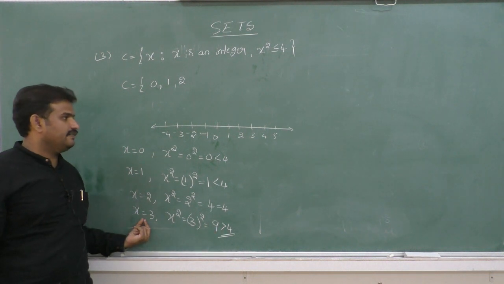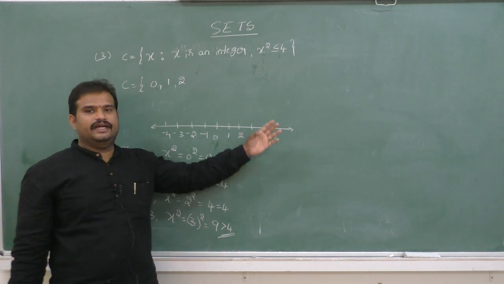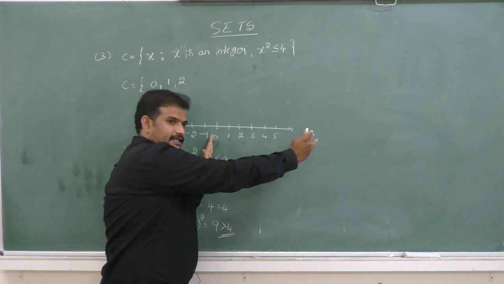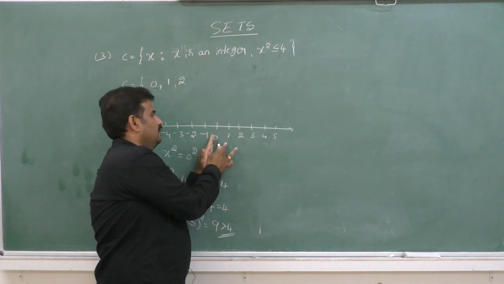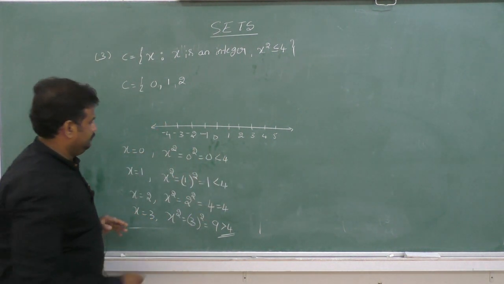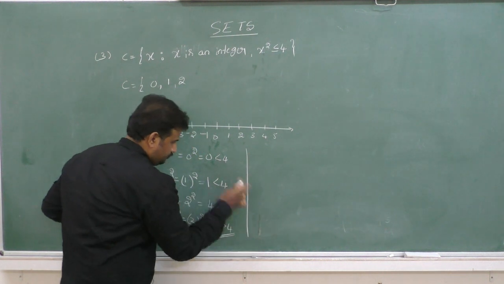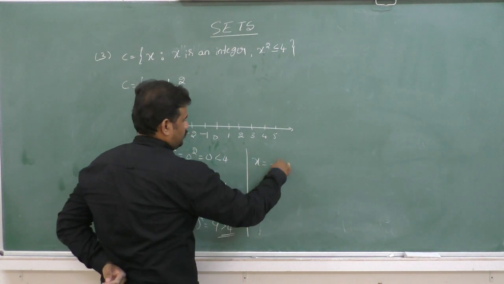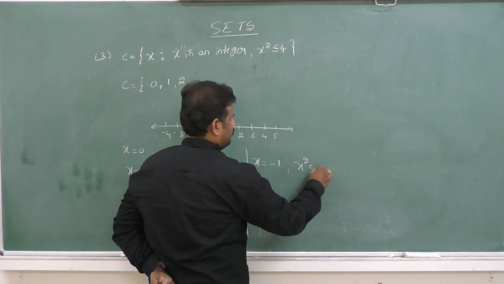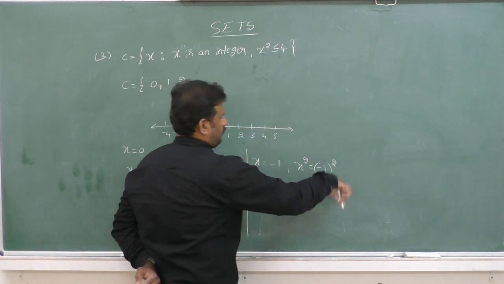We can't take 3. Similarly, 4, 5, we can't take any of them. So from 0, going to the right side, we got numbers 0, 1, 2. Next, let's come to the left side. If I take x is equal to minus 1, then x square is equal to minus 1 square.